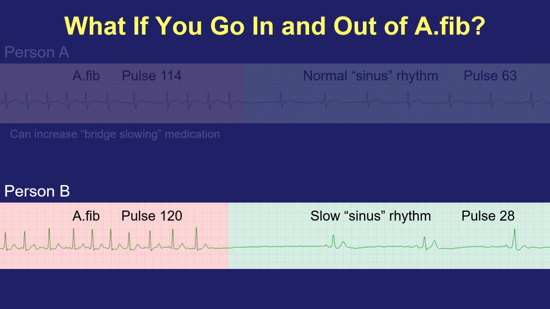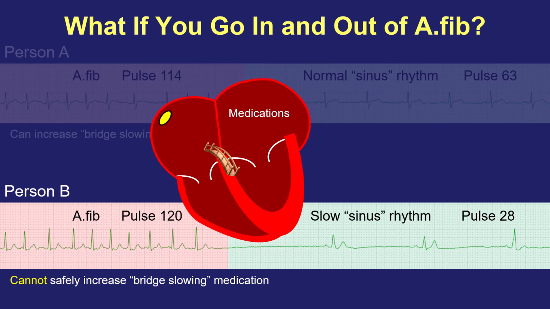And if this person feels symptoms in their A.Fib, we actually cannot safely increase their bridge slowing medicine to better control the A.Fib. And the reason is that the medicines that we use to slow down that bridge also have a slowing effect on that natural pacemaker spot, that sinus node, too. So this is a difficult situation to be in. You're sort of stuck between a rock and a hard place, where on the one hand you may want to add or increase medicine to slow down the A.Fib, but on the other hand you want to take away those medicines when they're in normal rhythm to allow it to speed back up.